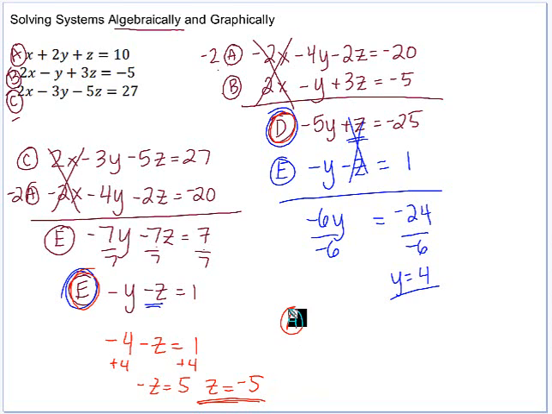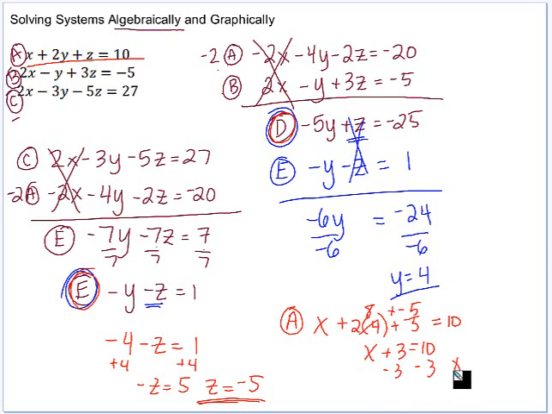Now we need to find x. So to find x, I'm going to take the A equation, plug in the y and z that I know, and find x. So x plus 2 times my y, which is 4, plus my z, which is -5, is equal to 10. Well, 2 times 4, that is 8. 8 plus -5 is 3. So x plus 3 equals 10. Subtract my 3 over, so x is equal to 7. So my 3 solutions are x is 7, y is 4, and z is -5. Recall that this is an ordered triplet. We put it in alphabetical order. So 7, 4, -5, because that is representing one point where these 3 planes intersect.